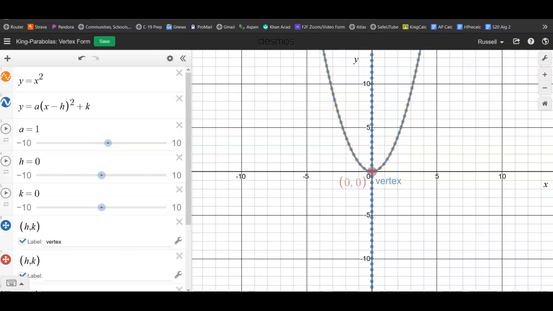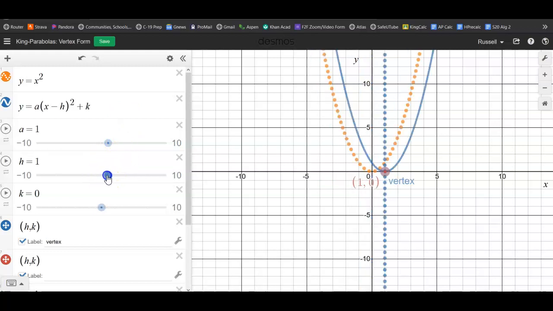Okay, so our function, it's going to have an h value of plus 1. So the vertex is going to move to the right by 1. And it's going to have a k value of plus 7. So that's going to move our vertex up by 7. So now our vertex is at 1, 7.